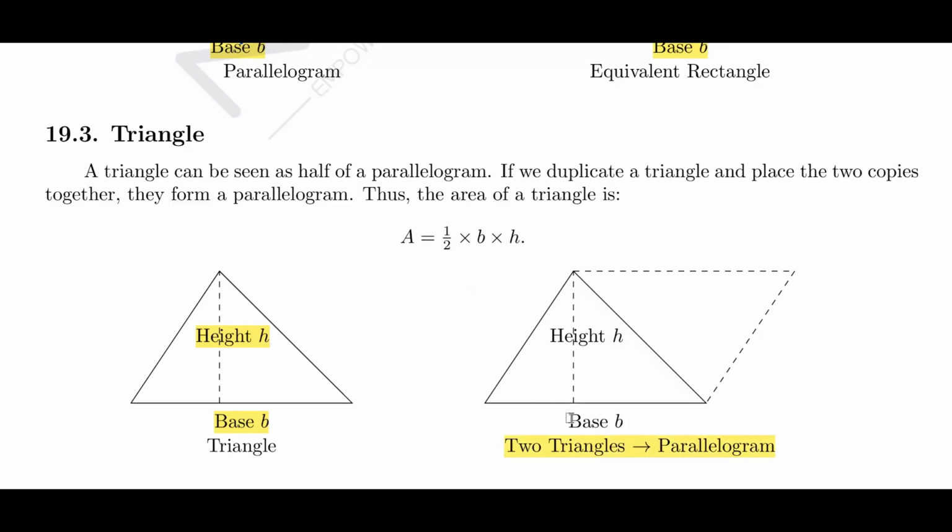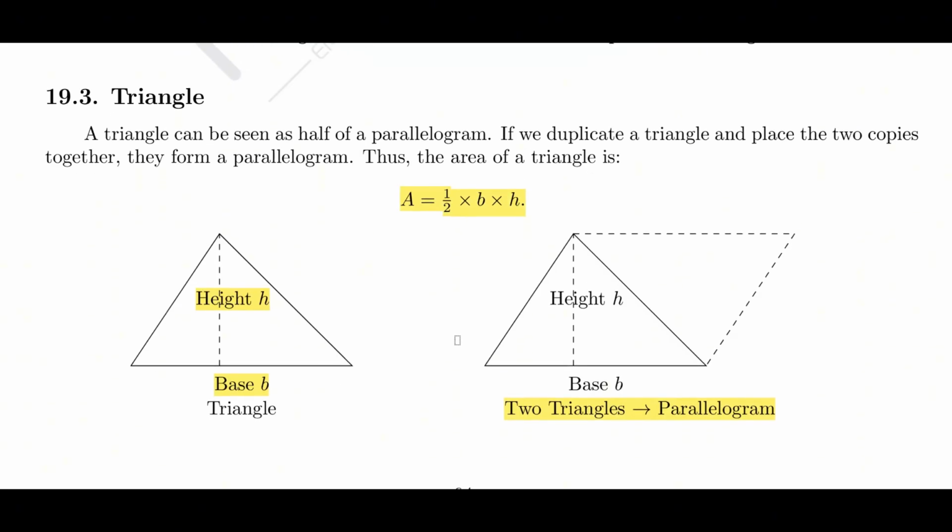So, one triangle is exactly half of that parallelogram. Since we know the area of a parallelogram is base times height, the area of just one triangle must be half of that. 1/2 times the base times the height.